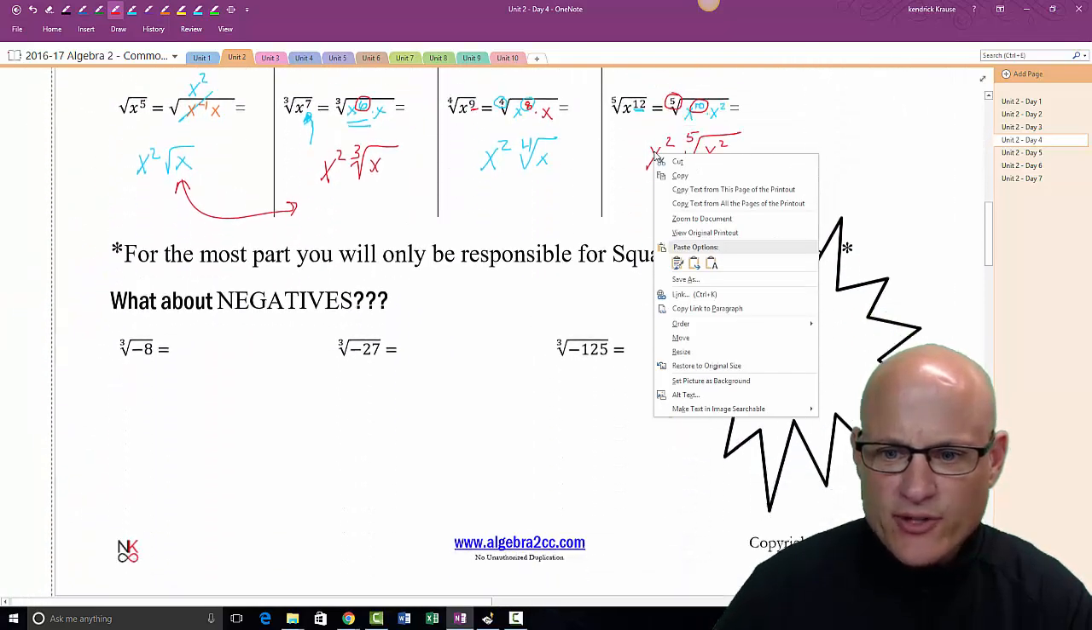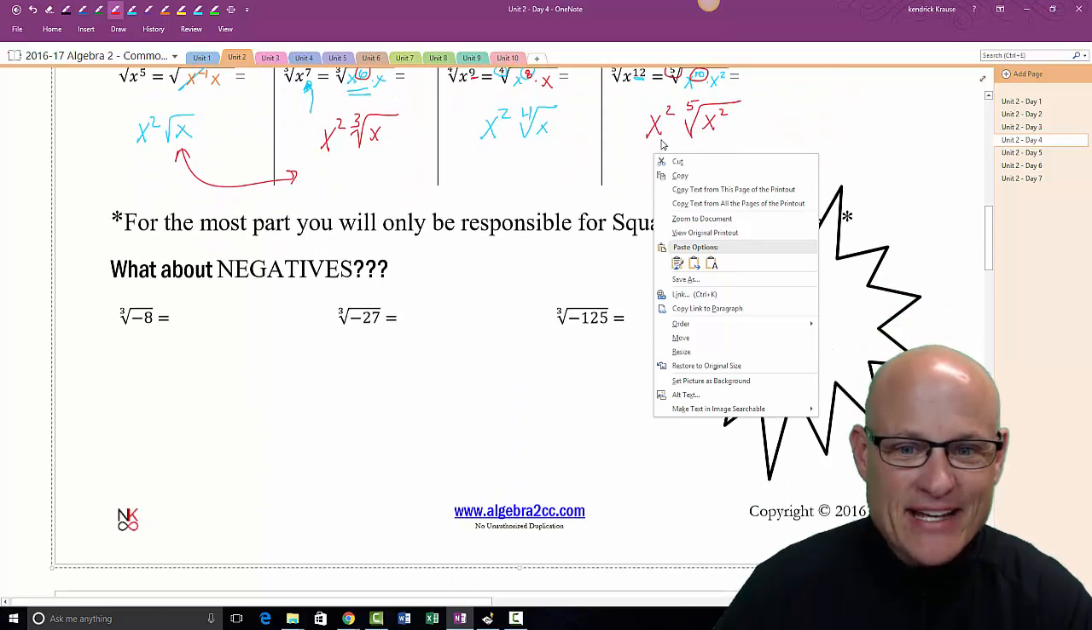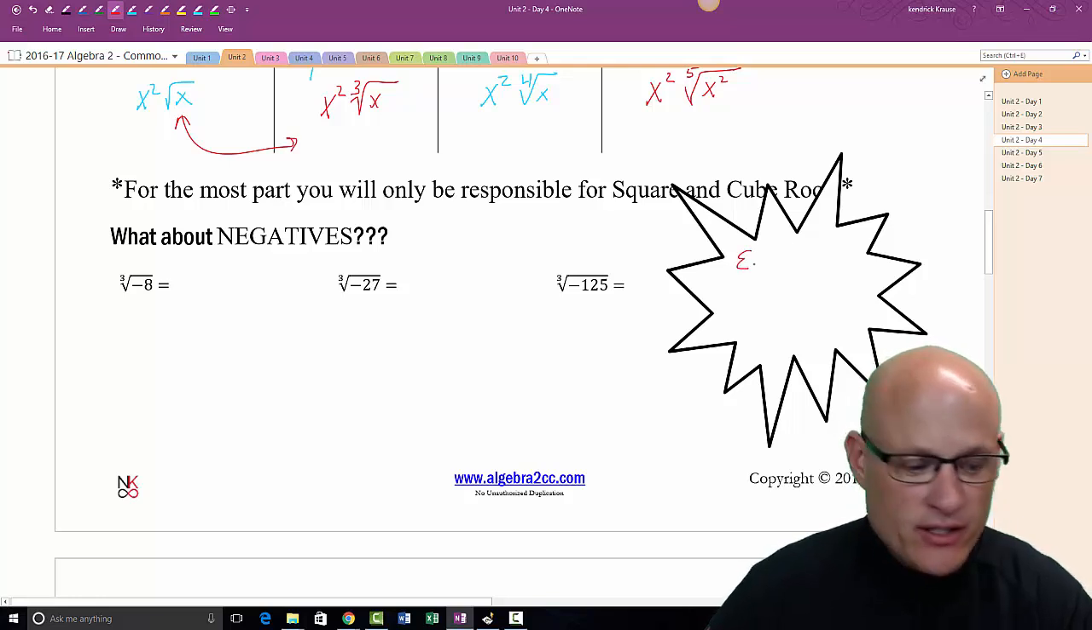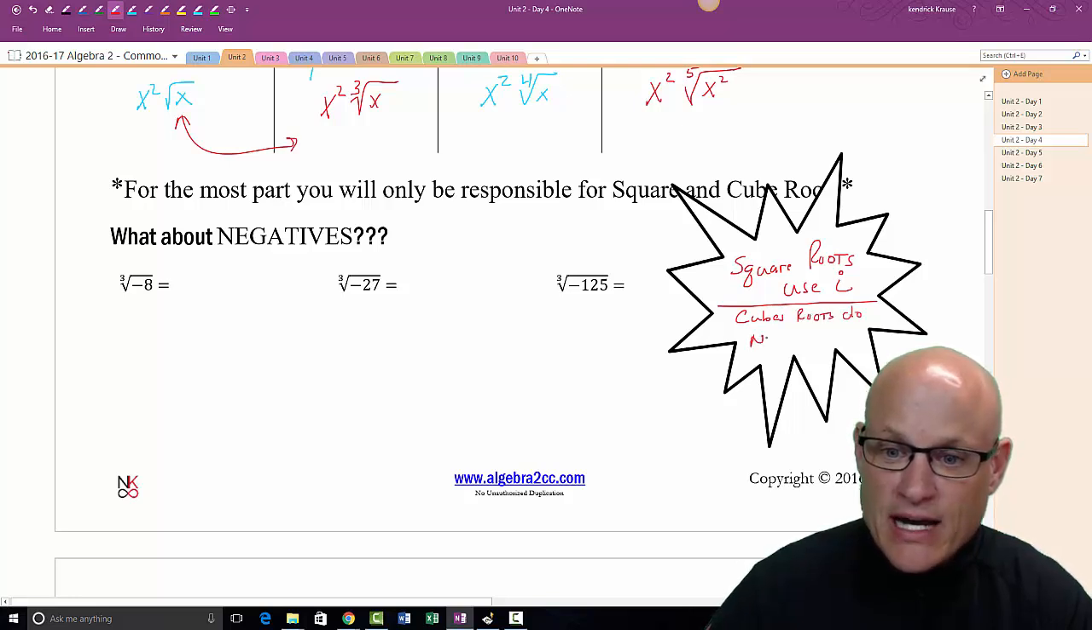Not sure what I wanted to put in that star, so we'll just skip that for now. Not a big deal. Negatives! Okay, I know what I want to put in here. If you have square roots, you use i. Cube roots do not use i.